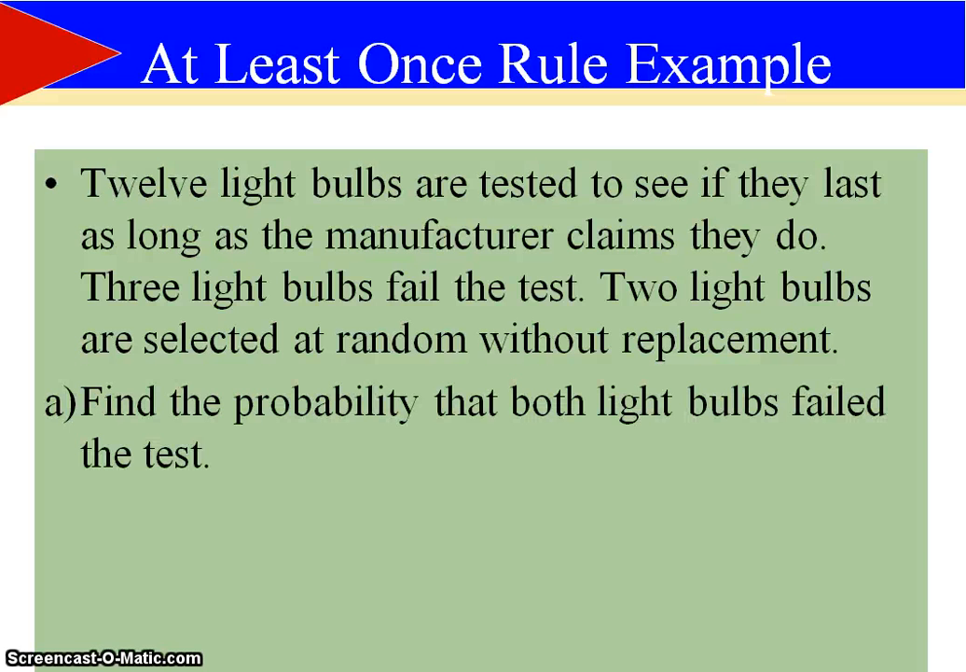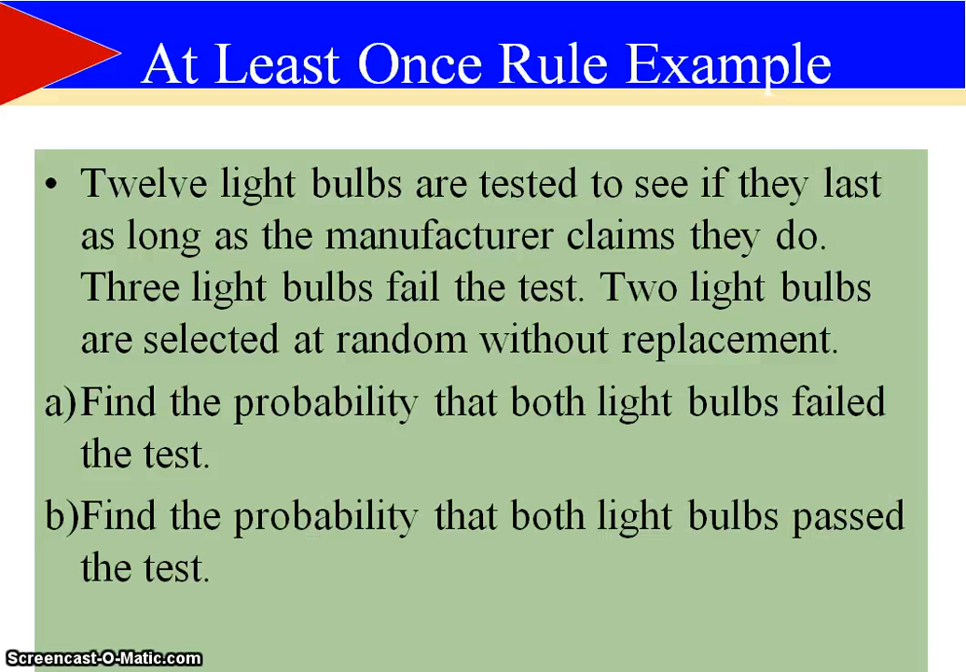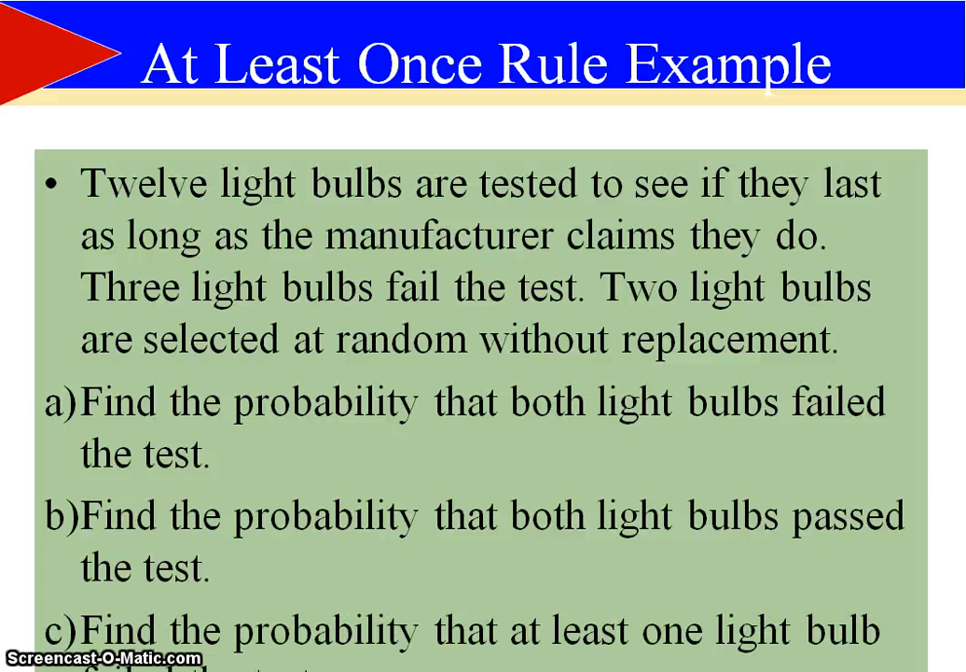So for A, we're going to find the probability that both light bulbs fail the test. For B, we're going to find the probability that both light bulbs pass the test. And for C, we're going to find the probability that at least 1 light bulb failed the test. So at least 1. So here's where we're going to use the at least once rule.